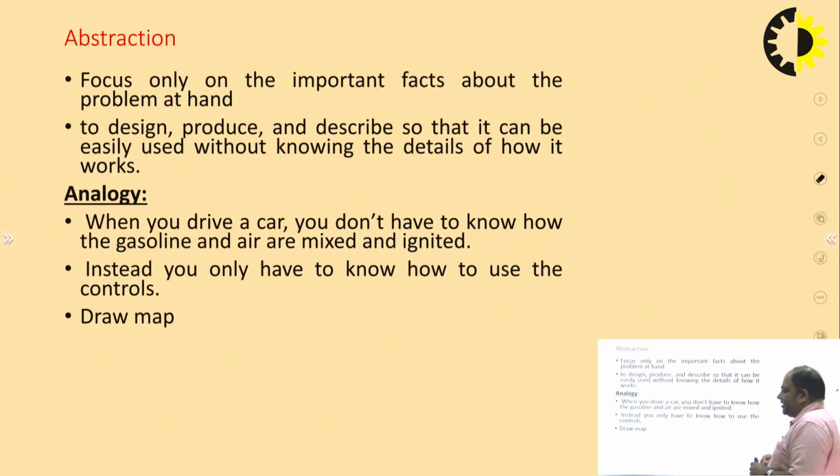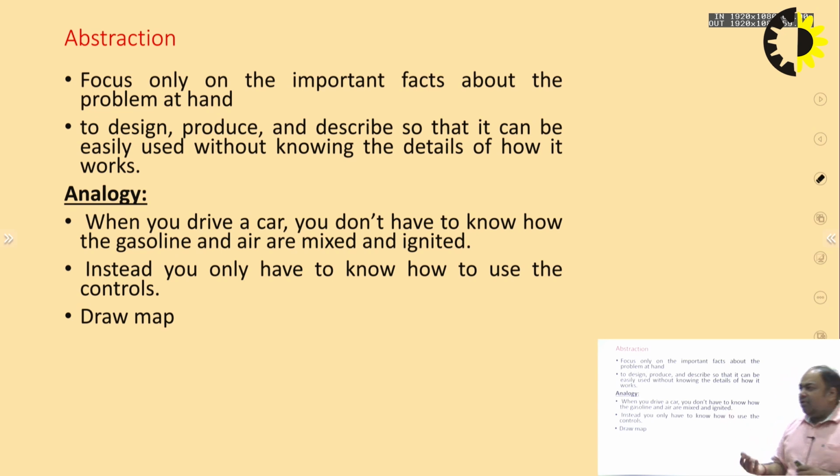Next is abstraction. What is abstraction? Abstraction focuses on the important facts and defines how to design, produce or describe something easily without knowing the details of what it does. We drive a car. What are the components of the petrol used in driving a car? Okay. So that is abstraction.